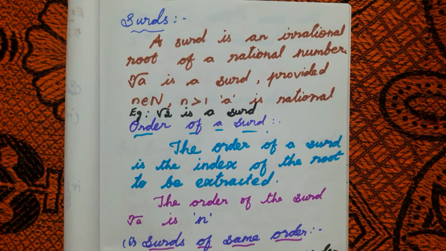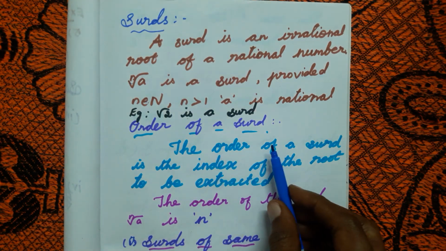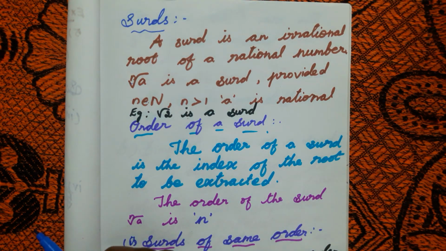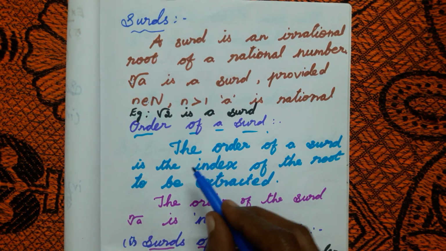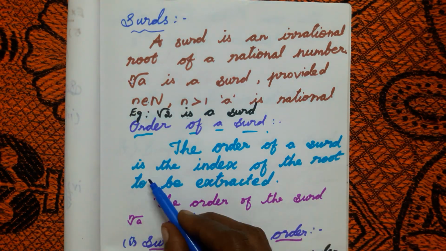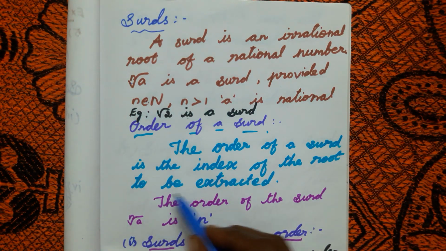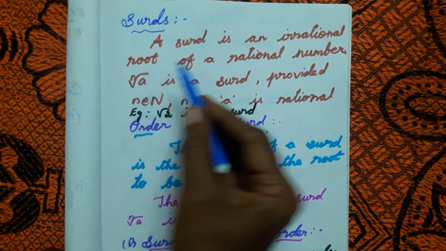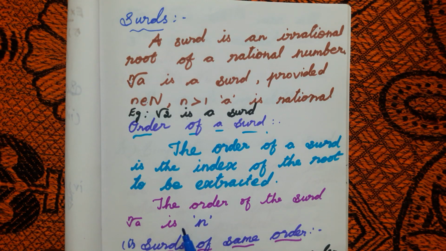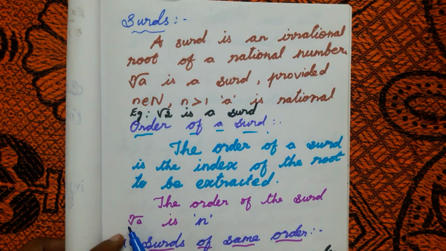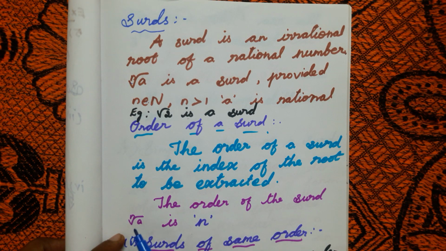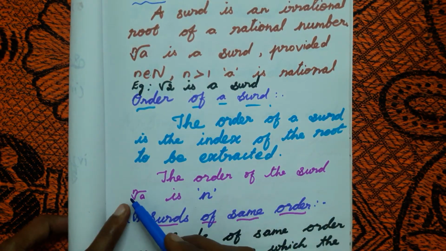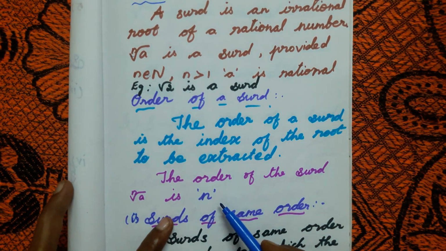Okay. Now, order of a surd. In the previous exercise itself, I have explained the same. The order of a surd is the index of the root to be extracted. In the nth root of A, what is the order? N is the order. Another name is index. Order of the surd, nth root of A, is N.